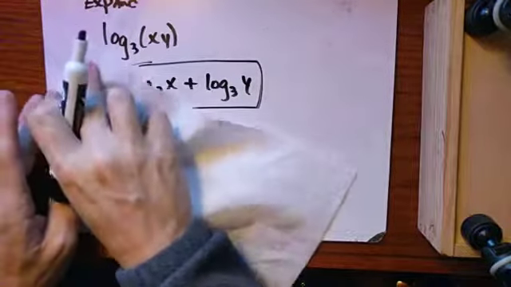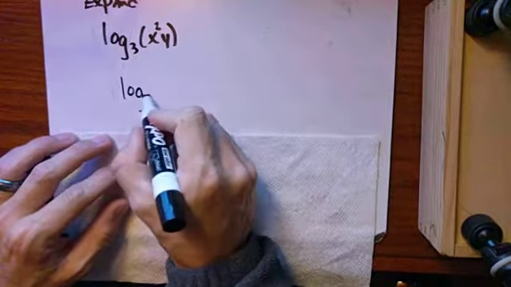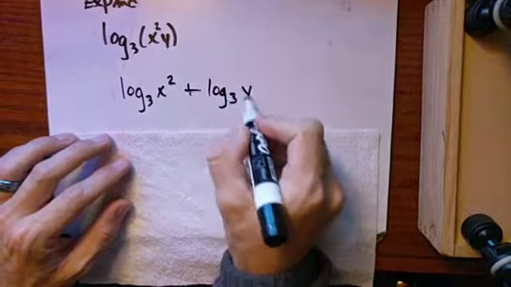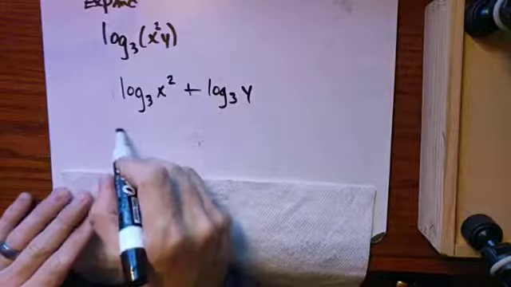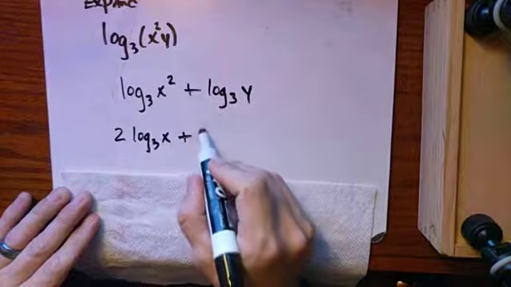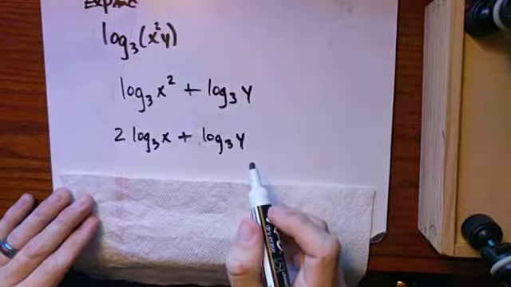Okay? What if the x was squared? How would that change the answer? Well, you do the same thing. You do log base 3 of x squared plus log base 3 of y, but there's one extra thing you can do. You can use that third property to move this exponent out in front. So this is completely expanded out. Okay, completely.